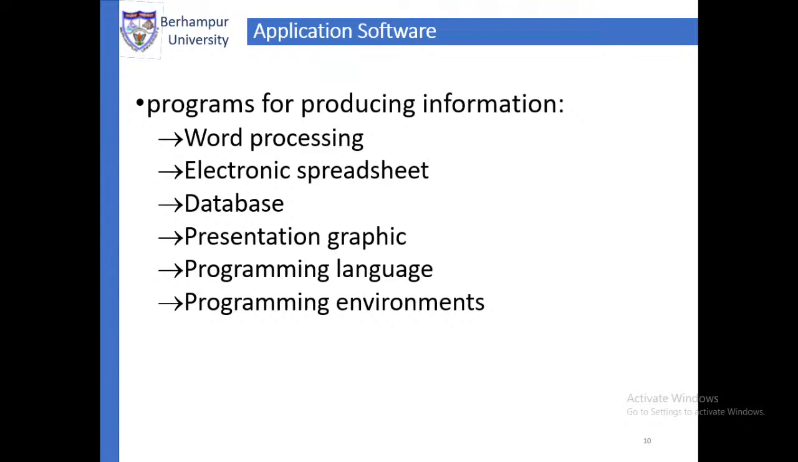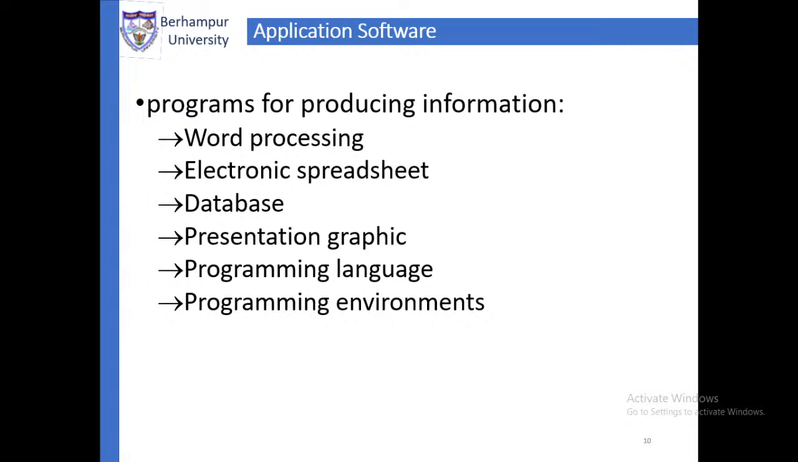Now for example, you can do word processing like using Microsoft Word, electronic spreadsheet like Excel, database, where you can generate any data and keep it in a file. Presentation graphics: you can generate many graphics and show them as a presentation in PowerPoint. Different programming languages like C, C++, Fortran or MATLAB, all these are different types of languages.